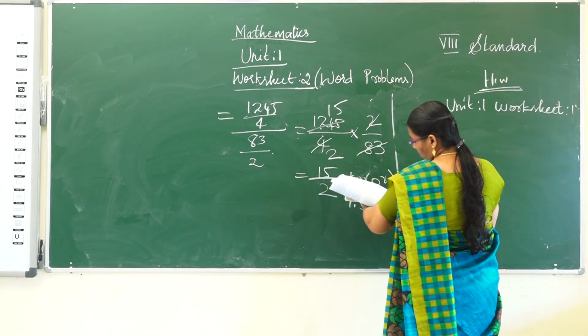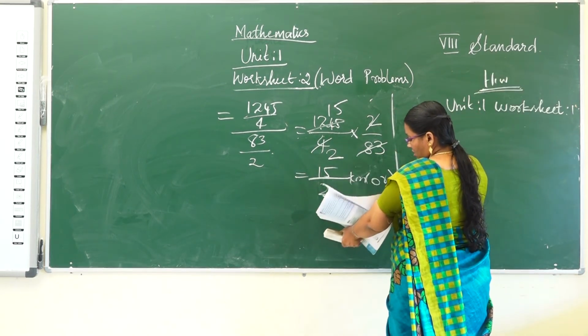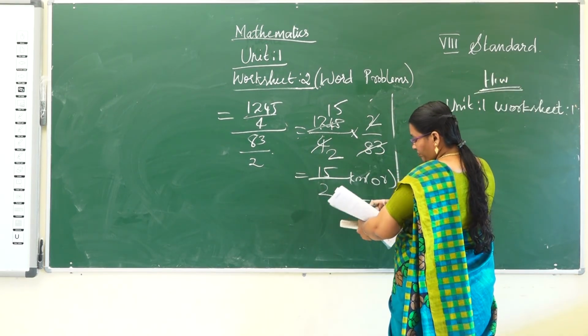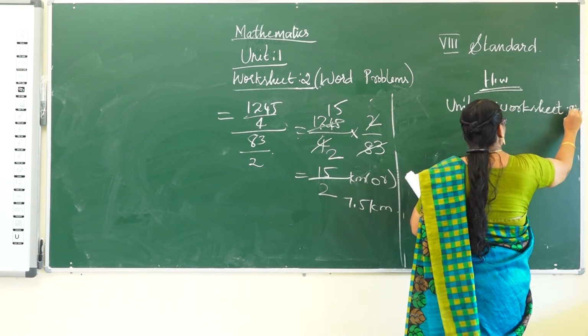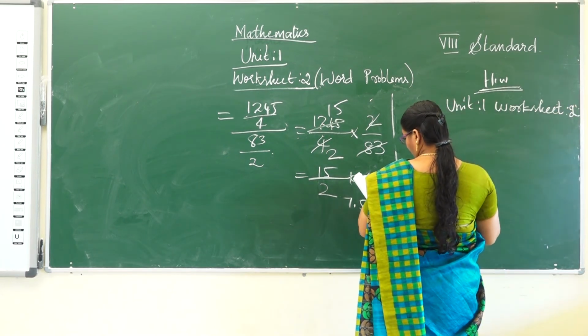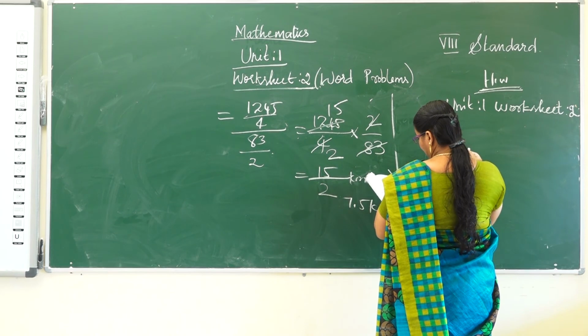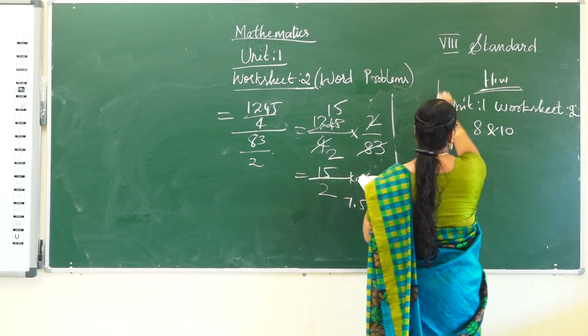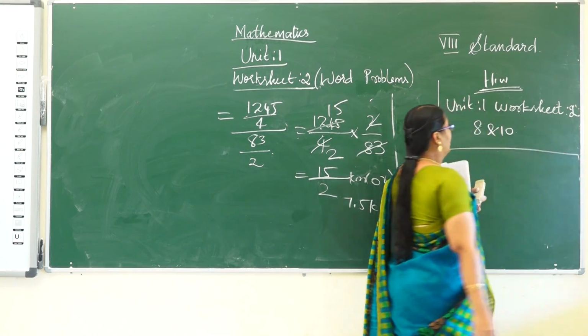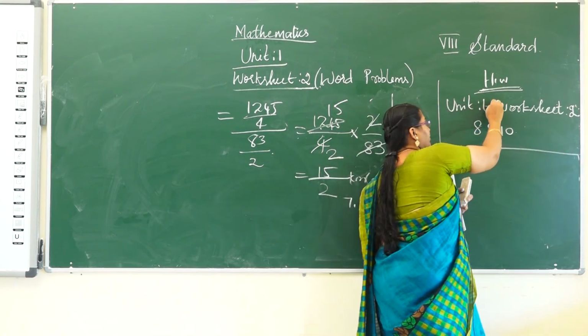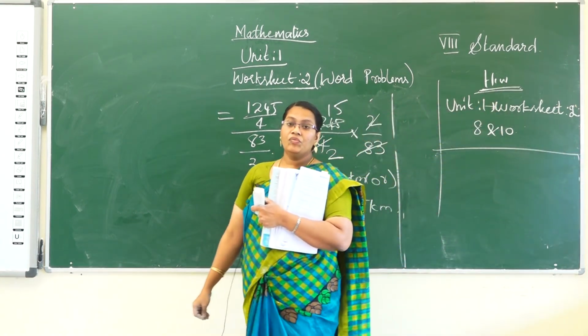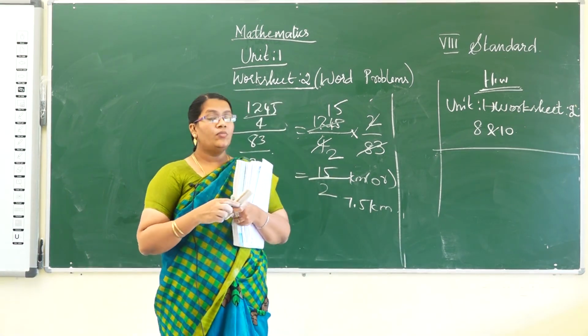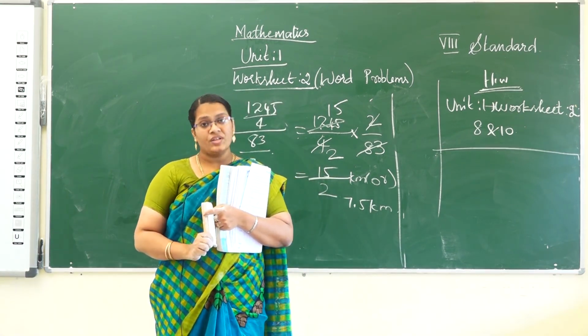So all the problems are completed. Okay. Right. And here in worksheet 2, which are the problems? 8 and 10. The remaining problems are fully completed. Okay. So everyone should complete the worksheet problems. If you have any doubt, ask me. Thank you, students.